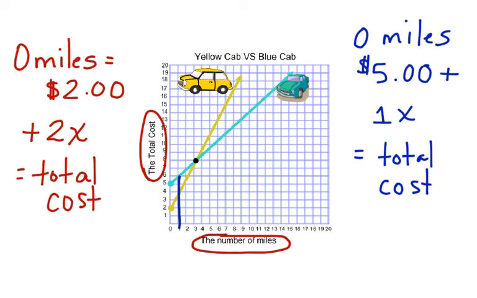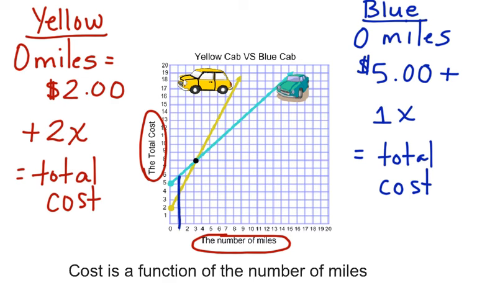So you could say that we have two functions represented. We have the yellow cab function over here in red, and we have the blue cab over here in blue. And we can say that the cost is a function of the number of miles traveled in both cases.